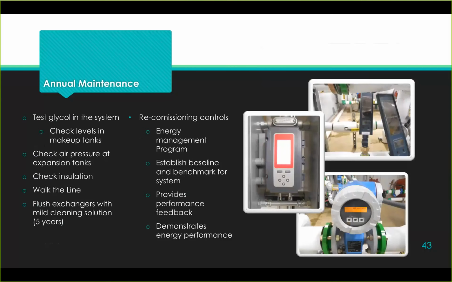The biggest thing to consider is recommissioning the controls. Annually, taking the time to go back and just make sure the system is operating the way it's intended. It'll make sure that the system is continuing to save you money over the lifetime of the system. An energy management program in place allows you to look and see what you have been saving versus what you are now. It allows you to establish a baseline and benchmark for your system, so you know if something's going wrong. It also allows you to evaluate the performance and feedback from the system.